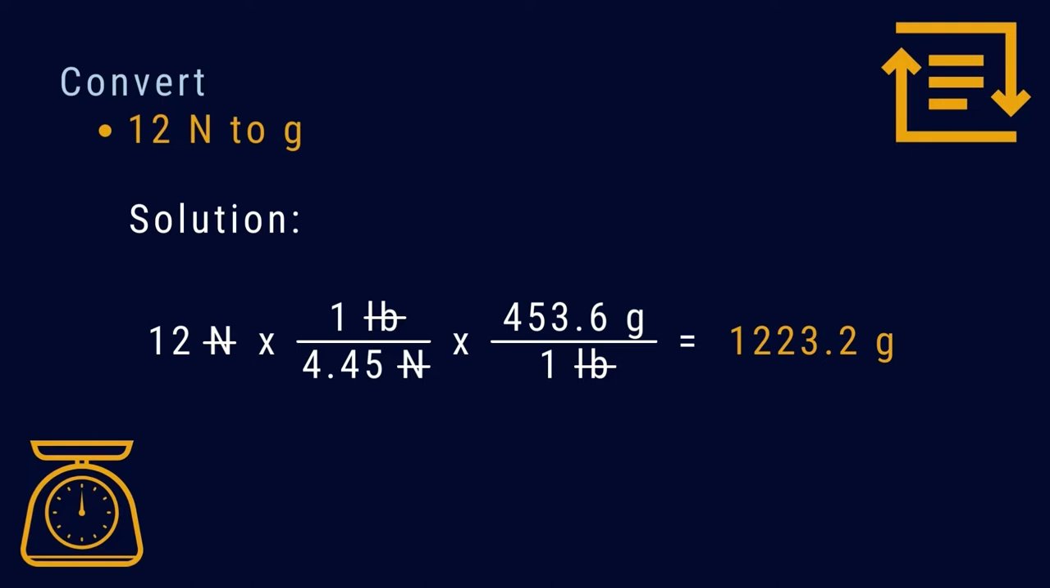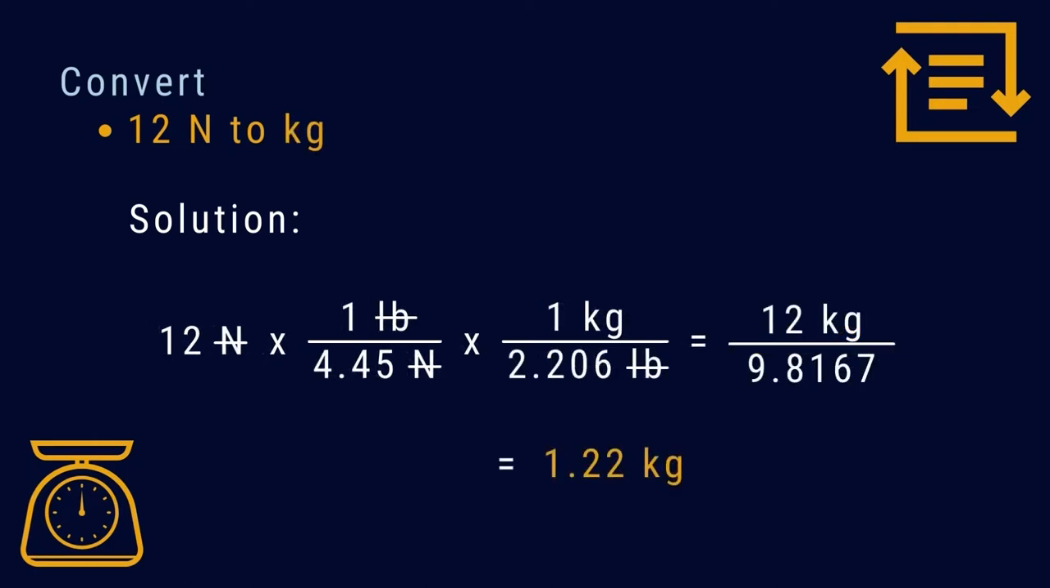We already have the unit that we need, so to get the final answer, we will multiply 12 by 1 and then by 453.6 grams over 4.45 multiplied by 1 pound. We will get 1,223.2 grams. Therefore, in 12 newton, there is 1,223.2 grams. The second example is the same as the first one.